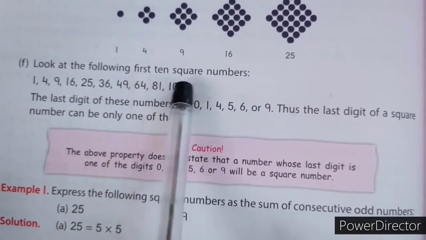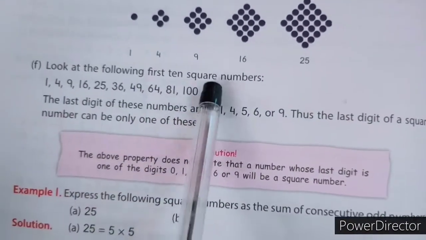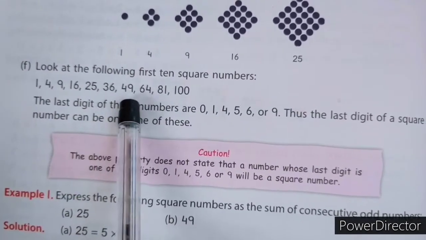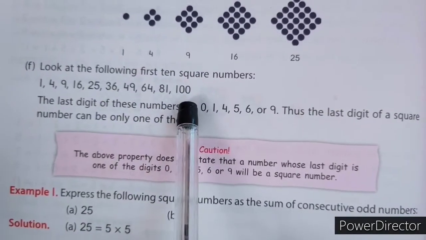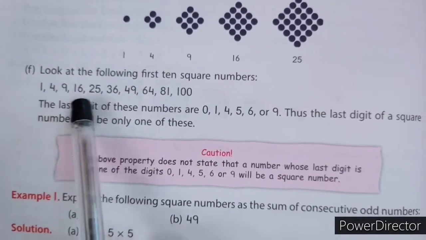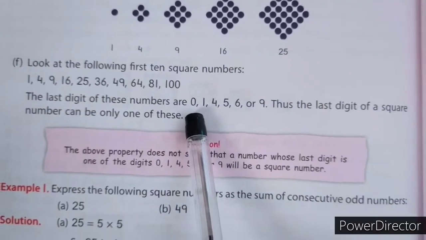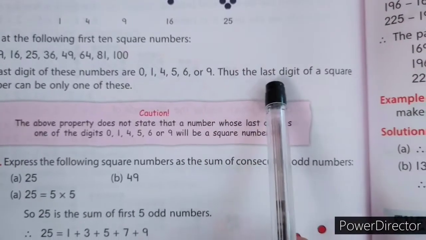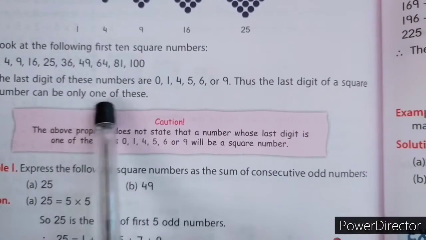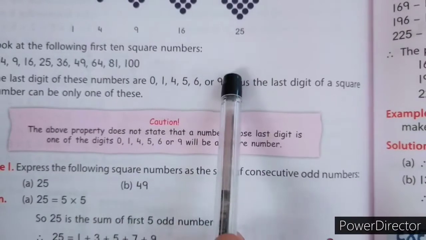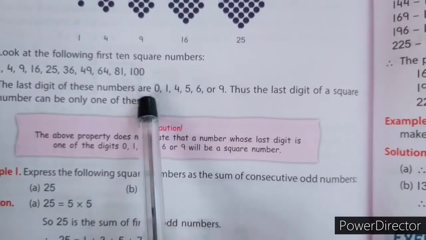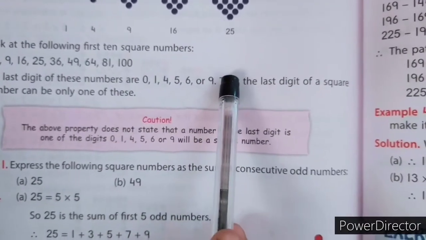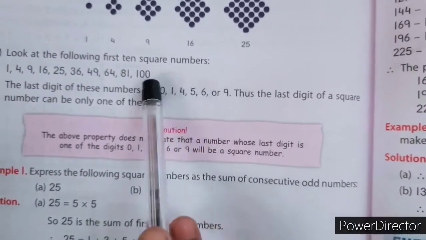Look at the following first 10 square numbers: 1, 4, 9, 16, 25, 36, 49, 64, 81 and 100. If you see the last digits of all these numbers, you will get 0, 1, 4, 5, 6 or 9. Thus, the last digit of a square number can be only one of these. You will not get any other digit except these.